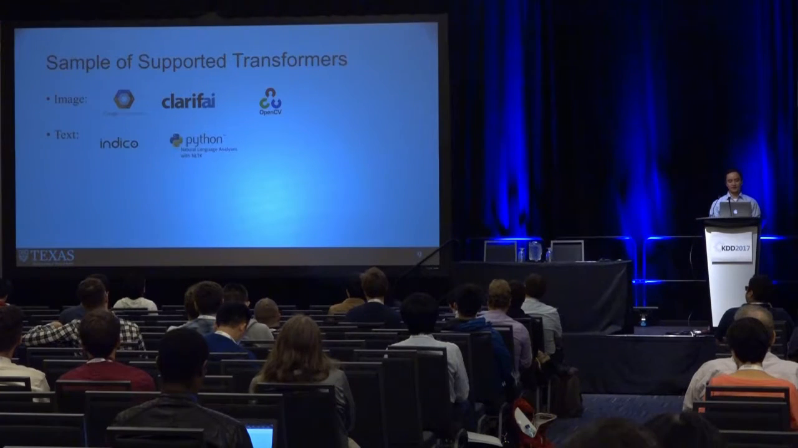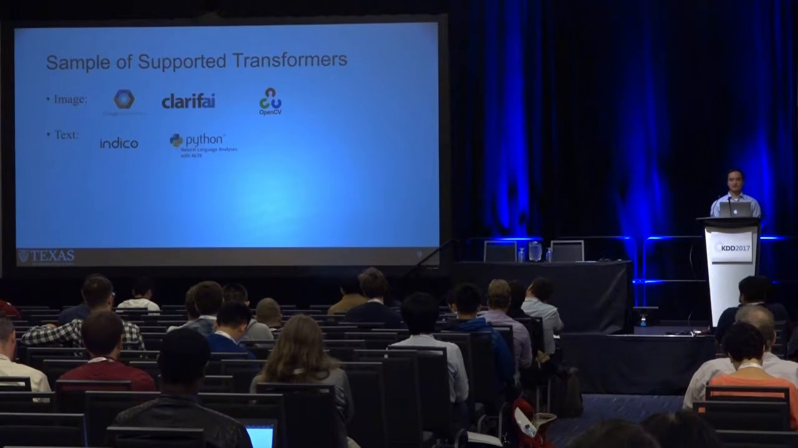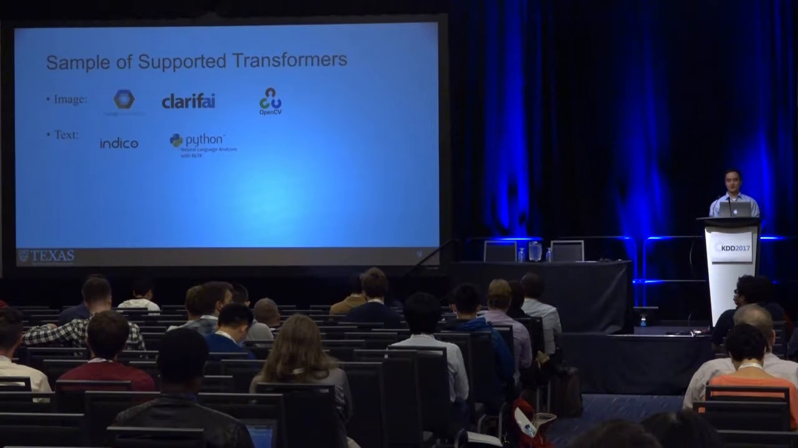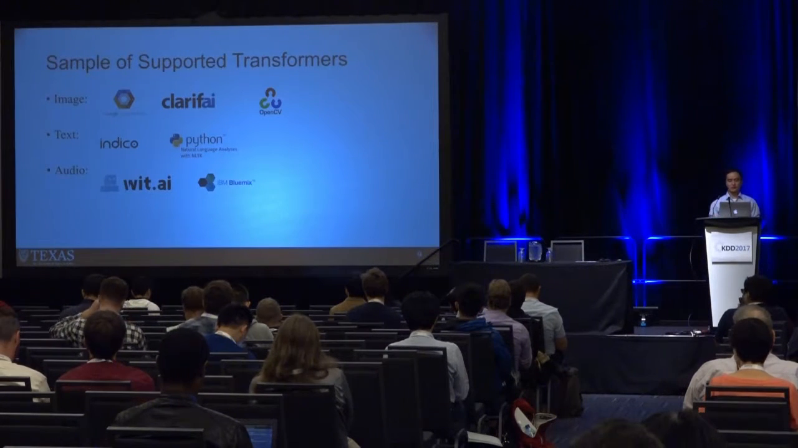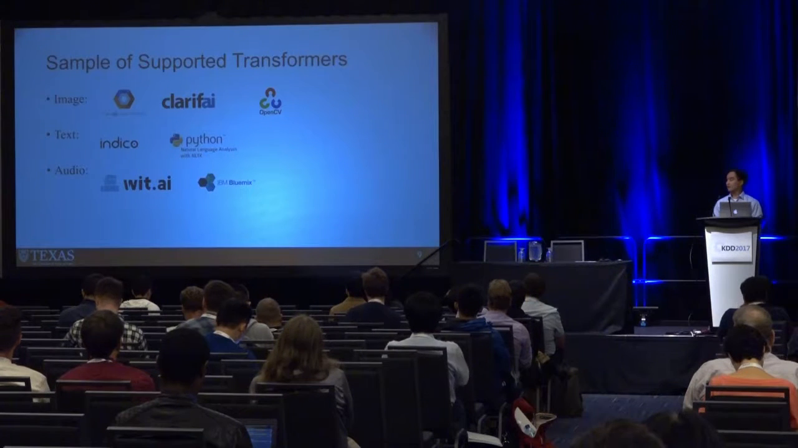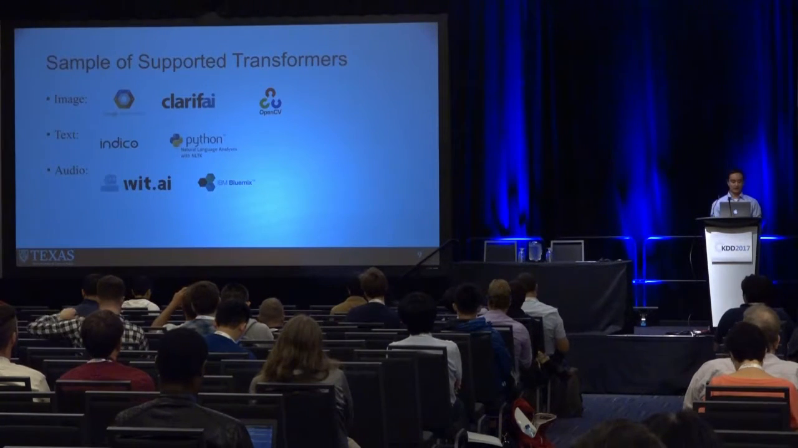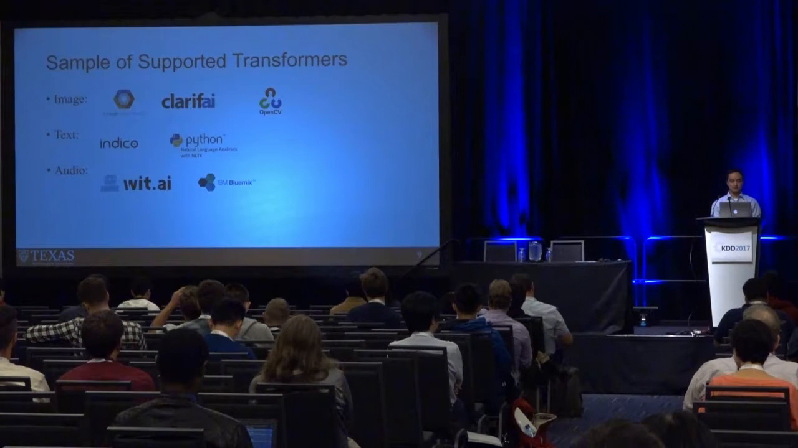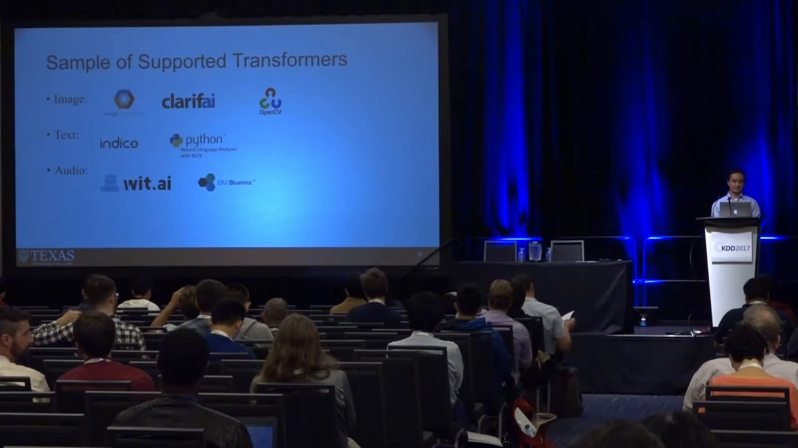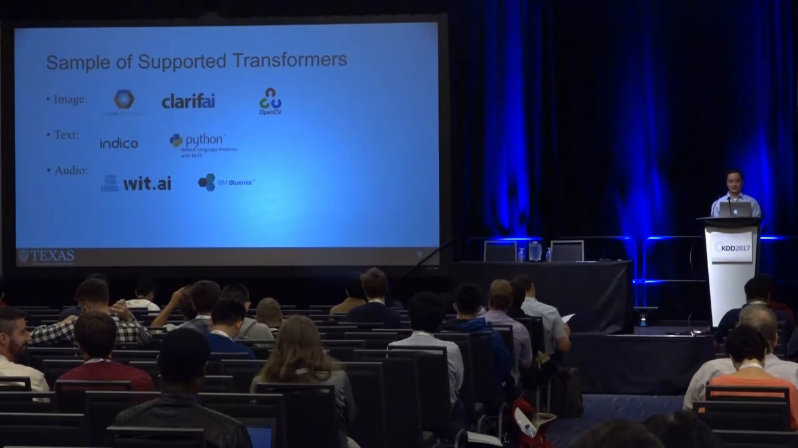And for text, kind of the same thing. We have wrapping for the Indico API to do sentiment analysis and other high-level text analysis. But then we also have some methods from NLTK for feature extraction in Pliers. And then lastly, for audio, we mostly just have converters that take audio and will extract the text. Two API services that provide that for us are the Wit.ai API and the IBM Bluemix API.